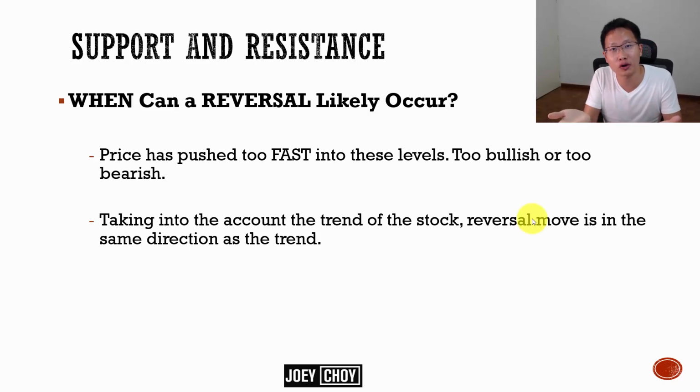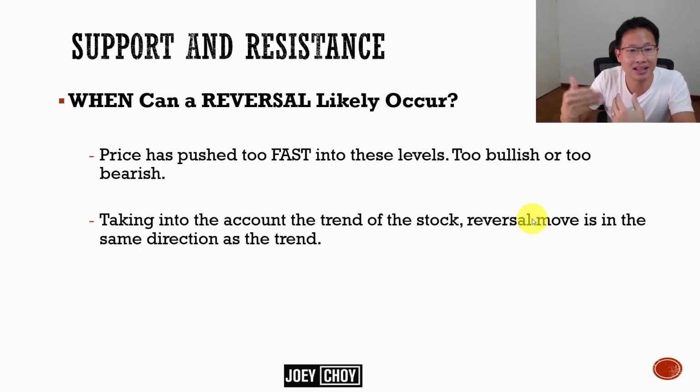It's harder to be wrong when we are in an uptrend, and for an uptrend, if we are seeing a very good support level that has been holding for many months, I think there's a high chance for prices to rebound off this support, just like what it has done, and because it is in an uptrend. This reversal move is in the same direction as the uptrend.